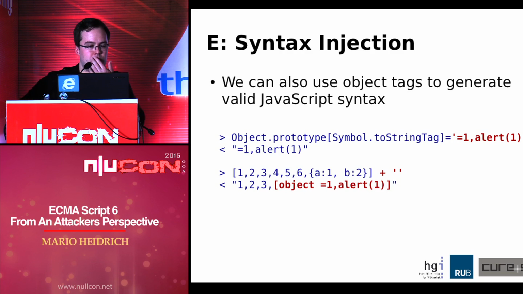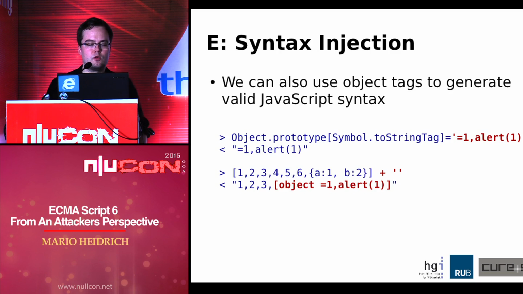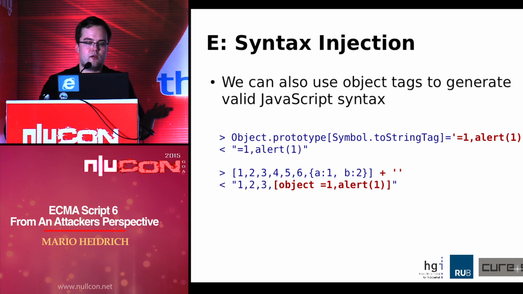And the good thing, and this should be one of the last features to show today, is that you also have the possibility to create toString tags that are actually valid syntax. So you can go ahead and say Object.prototype[Symbol.toStringTag] equals 1, comma alert(1), and then you have this thing. The consequence is that the serialized string representation would look like this, and this is fully valid JavaScript syntax. So you can shape this thing in a way that upon serialization it will yield working and valid code, and therefore, again, for example, escape sandboxes. So this is one of the more crazy features.